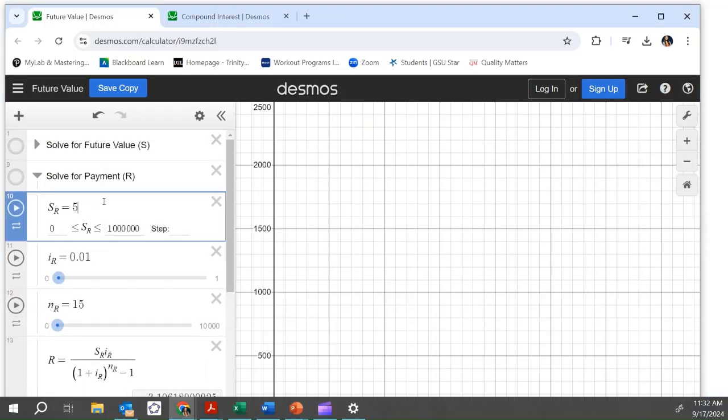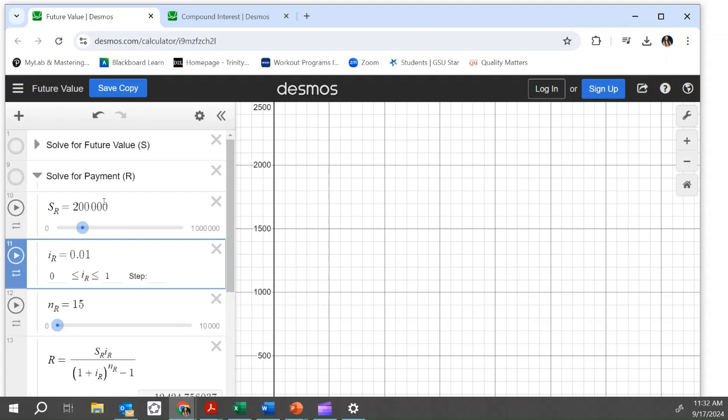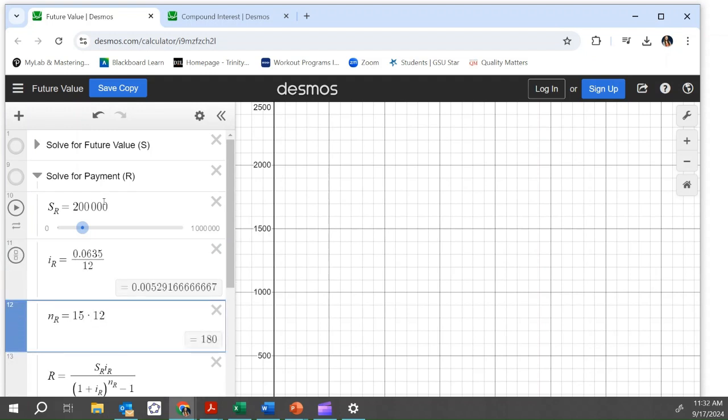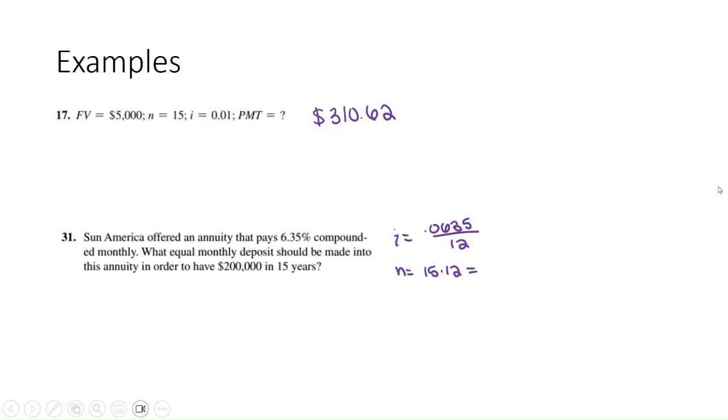So let me show you that. We want 200,000. We have 0.0635 over 12. And then I could do this here, 15 times 12. So I don't have to do that math beforehand. I can actually just type that in here, and that would be equal to 180. And then this down here is my monthly payment. So $667.43 would reach that $200,000 goal.